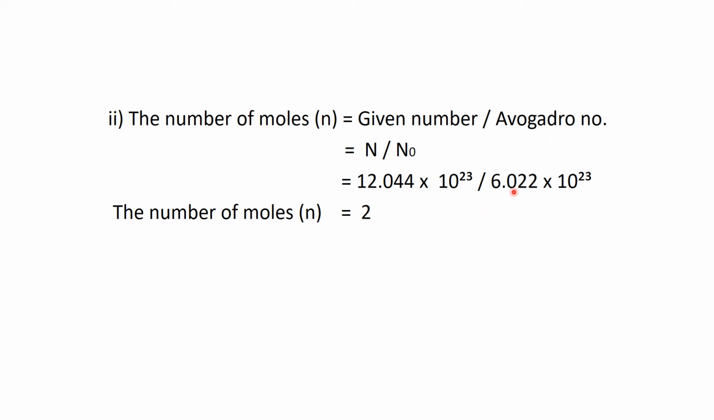When you divide, the 10 to the power 23 will be cancelled, and when you divide 12.044 by 6.022, your answer will come 2. You can see these two will be cancelled simply, so the number will be 2. In this way you can calculate the number of moles.